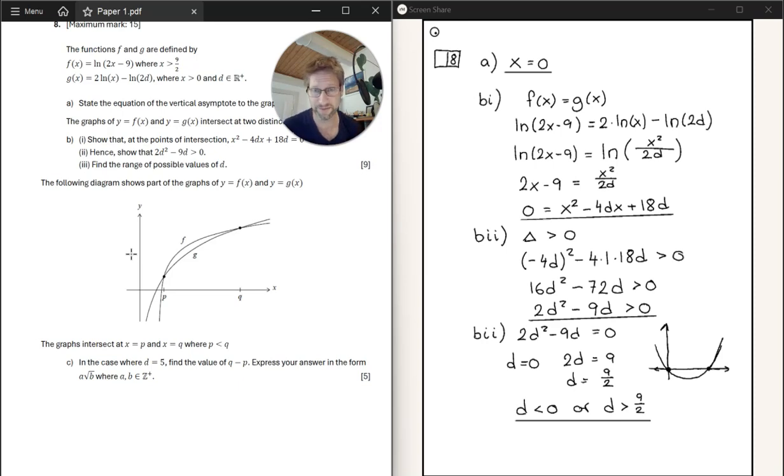That's just such a random thing that you cannot possibly predict that they are going to suddenly tell you that. But they do. So now d is 5, and we have to find the value of Q minus P, and express the answer in a certain form. So d is equal to 5.